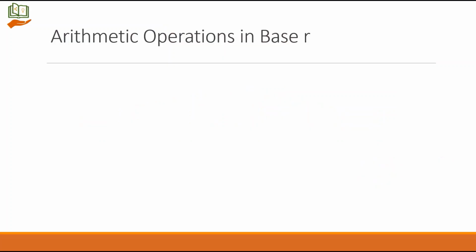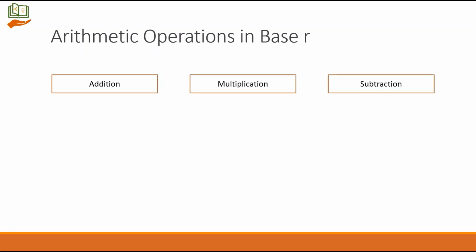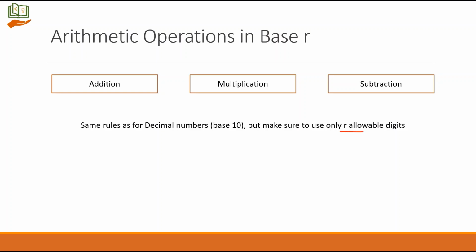Arithmetic operations in base means you are not going to convert to any other form but do the addition or the subtraction in the same base. We are going to concentrate on addition, multiplication and subtraction. How are we going to do these processes? They have the same rules as for decimal numbers, but make sure we use only the R allowable digits.